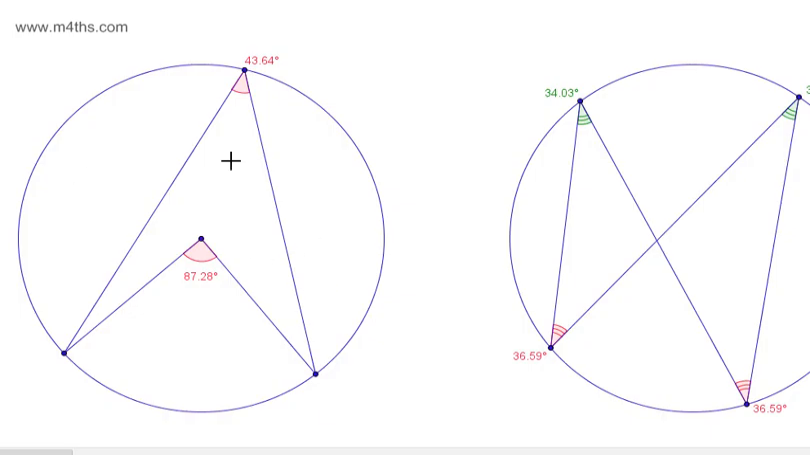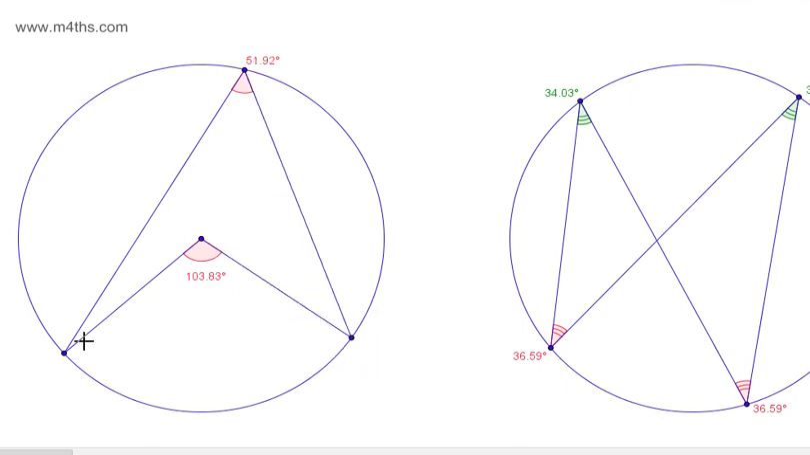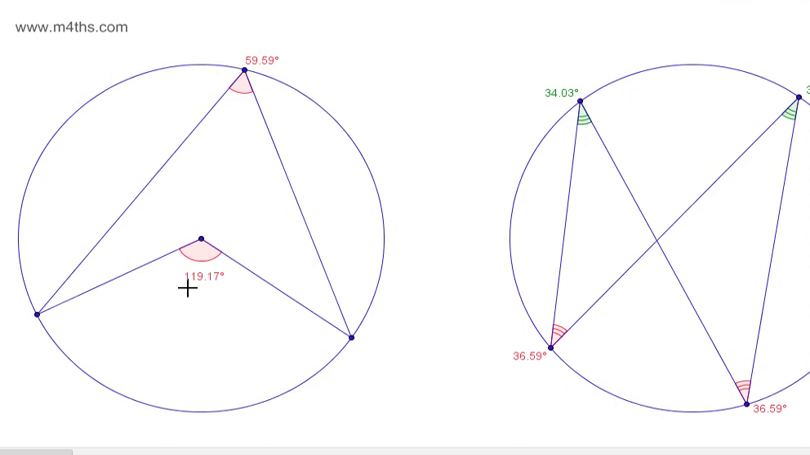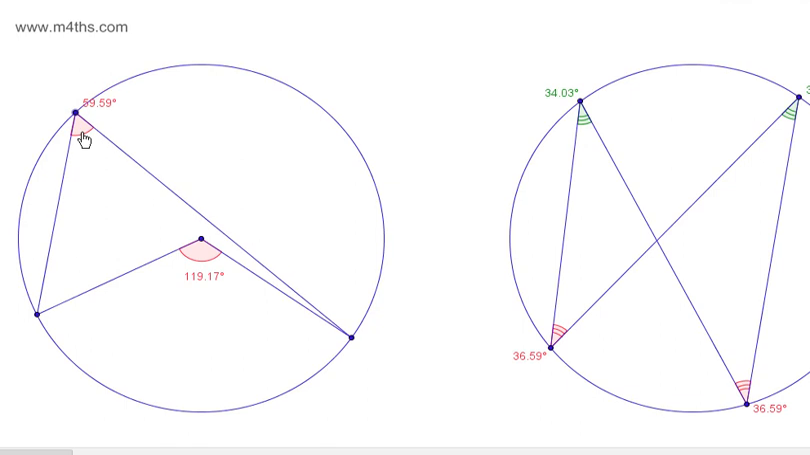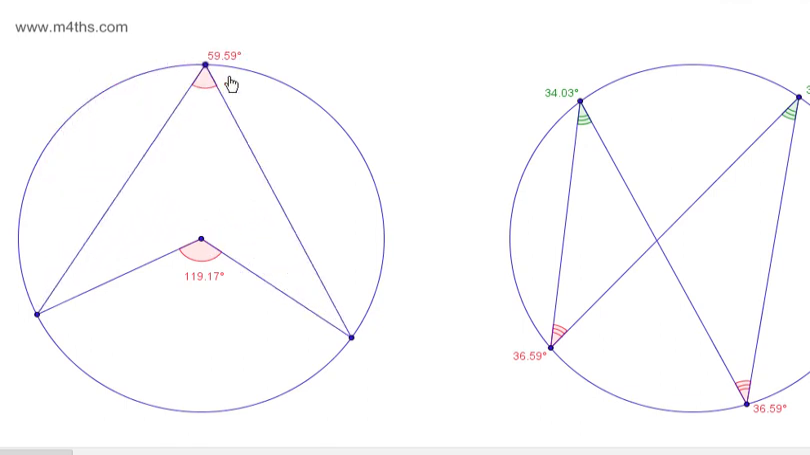I've made this app here and we're going to start with what we call the arrow theorem. So this is the arrow. Angles at the center are double that at the circumference. So this is one of the circle theorems. If I move these points here, we can see that the angle at the center is always twice the size of that at the circumference. Wherever I move this, this will hold true.